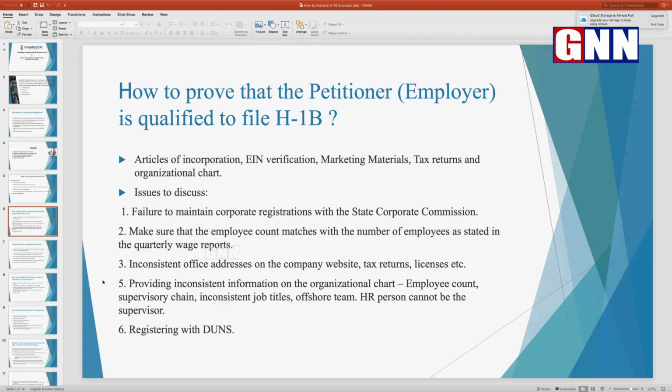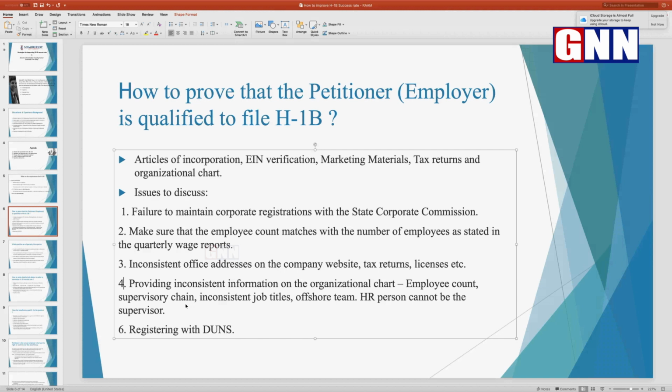Next point is providing inconsistent information on the organizational chart. We have had situations where the employer lists that they have 10 employees, but the organizational chart actually shows like 20 employees, because they include offshore teams, sometimes contractors and all. So the organizational chart must have only full-time employees listed, and it should clearly show the beneficiary's supervisory chain. That's the reason why we are providing the organizational chart.